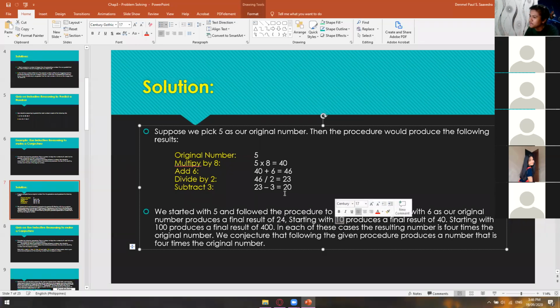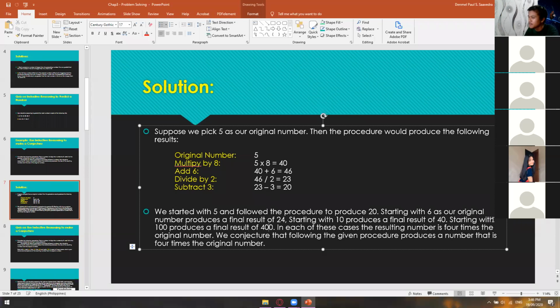10. So starting with 10. So 10 times 8 is 80. 80 plus 6 is 86. 86 divided by 2 is 43. 43 minus 3 is 40. Okay, so this one is also correct. How about the next one? Starting with 100 produces a final result of 400.